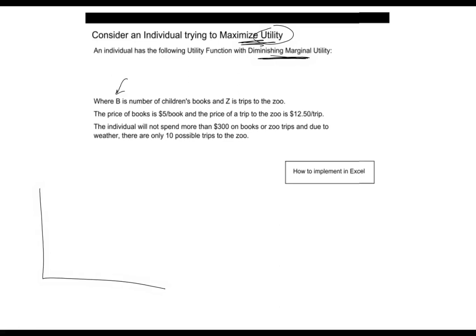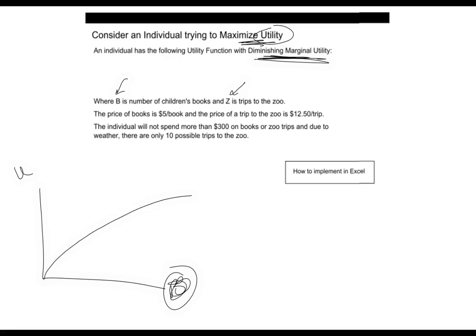We've got B for the number of books and Z for the number of trips to the zoo. Diminishing marginal utility simply means if we look at the amount of books that people have, more books are going to make you happier, but at a diminishing rate. So your utility, your happiness, might look something like this. The first few books really make you happy, but as you get more and more books, they make you happier, but at a diminishing rate.